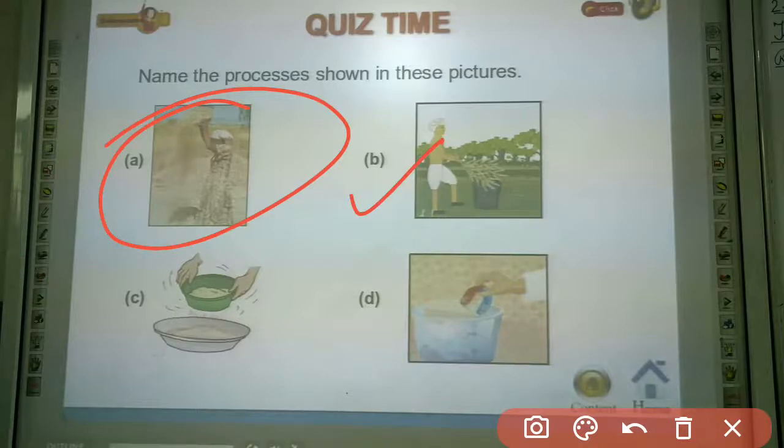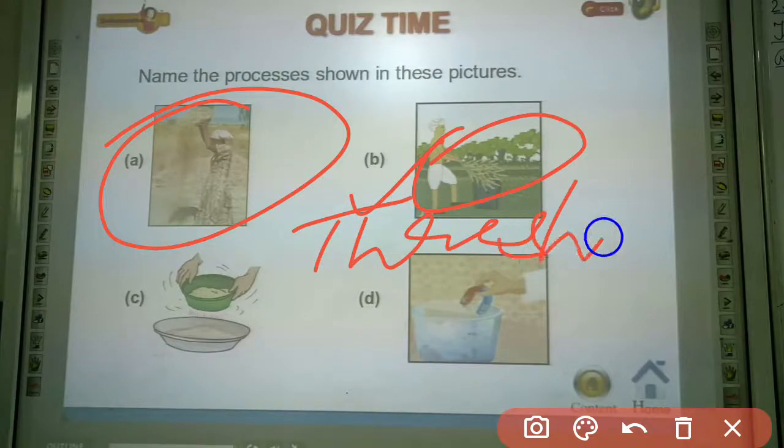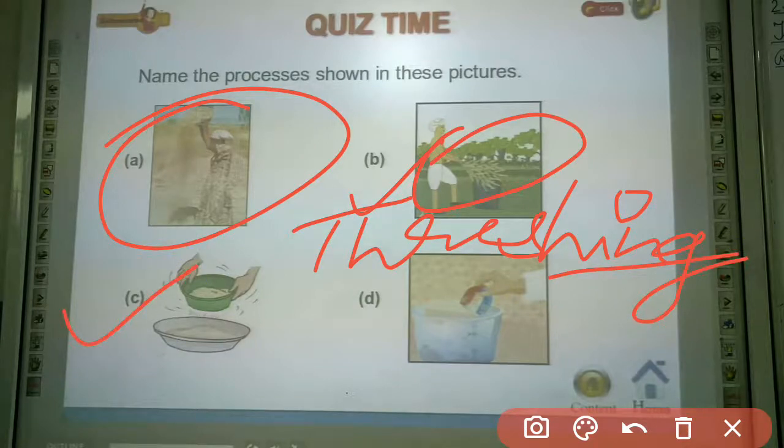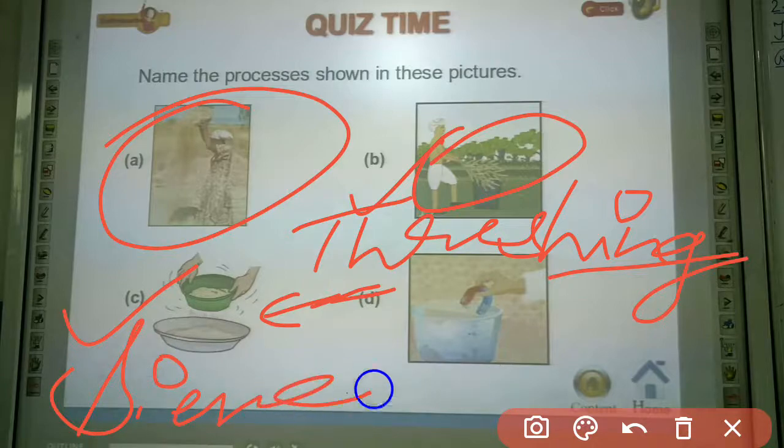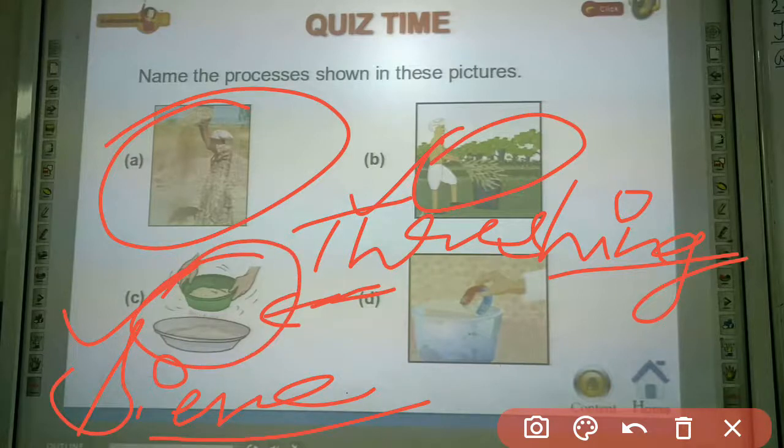Second one, in which the stalk of the grains is beaten on the ground to remove the grains. That type of separation is called threshing. So the answer of the second one is threshing. Third one, this method of separation is used to separate two types of substances by using a sieve, which you call chalni in Hindi. So this method will be called sieving. So the third one is sieving.